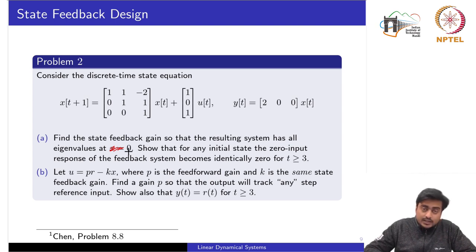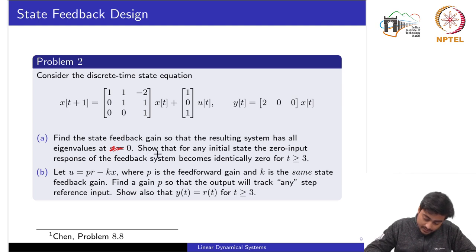that we are not in the continuous time domain, because if we are in the continuous time domain, locating all the eigenvalues at 0 would result in an unstable closed loop system. But in the discrete time, placing the eigenvalues at 0 means that all the eigenvalues are inside the unit circle. Okay, so we need to design the state feedback where we are placing all the eigenvalues at the origin.